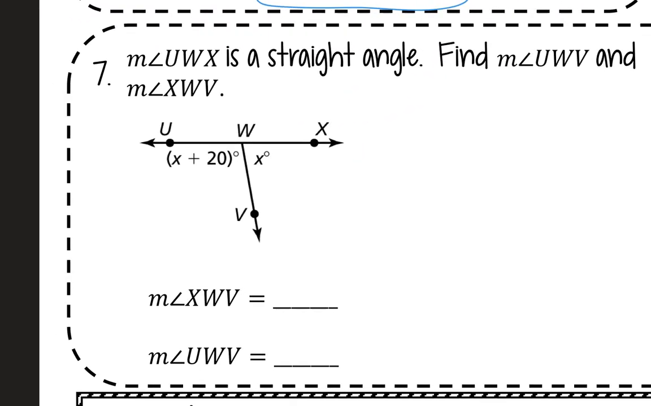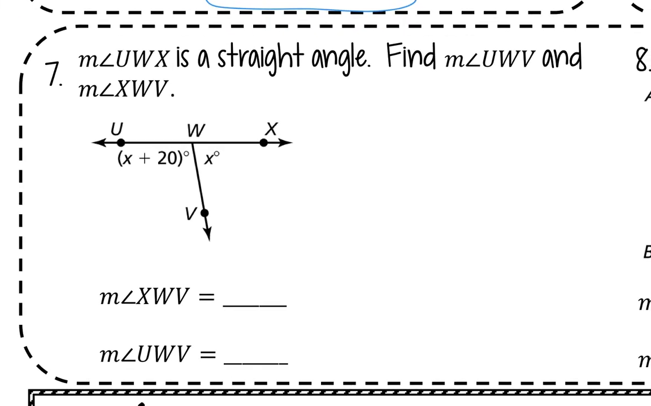Okay, now let's bring in some algebra and some other information. So this says UWX is a straight angle. Okay, what does that mean, straight angle? That means it equals 180 degrees, right? That's what we talked about from the last page. All right, so it says UWX. Let's trace that out. UWX, right? And that makes sense. That's this right over here. It goes from U through W all the way to X. So that all adds to 180.